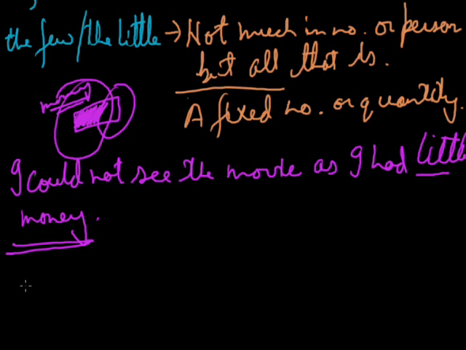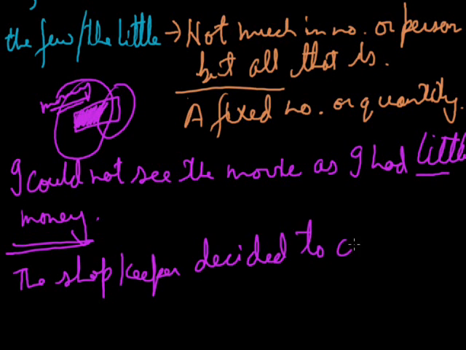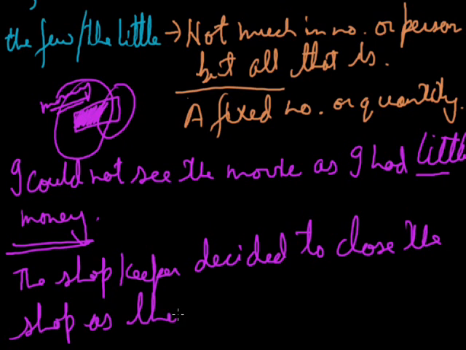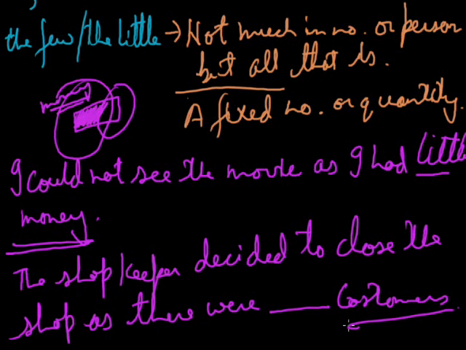In the same way we can say the shopkeeper decided to close the shop as there were dash customers. Now, the shopkeeper decided to close the shop. Why he decided to close the shop? Because though there were customers, but the number was not large enough. That's why customers we all know is a countable noun. So the right answer will be few. Some more examples.